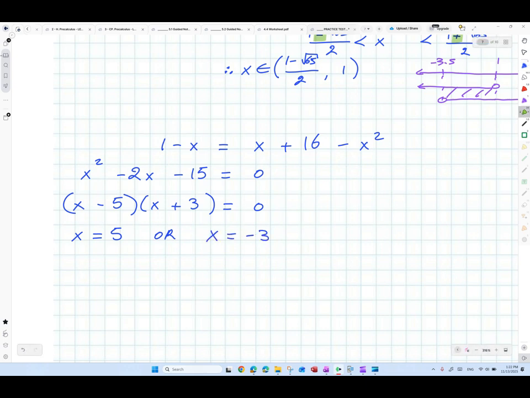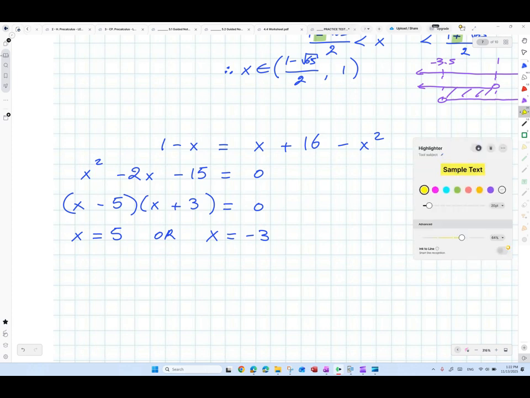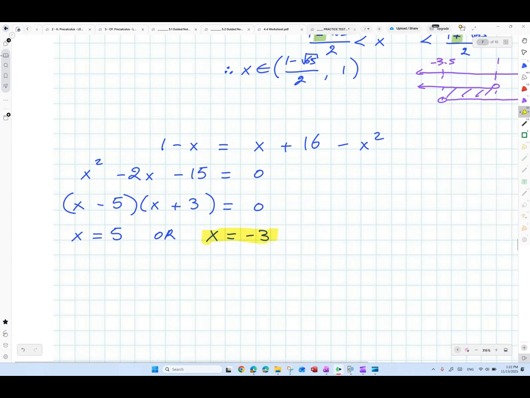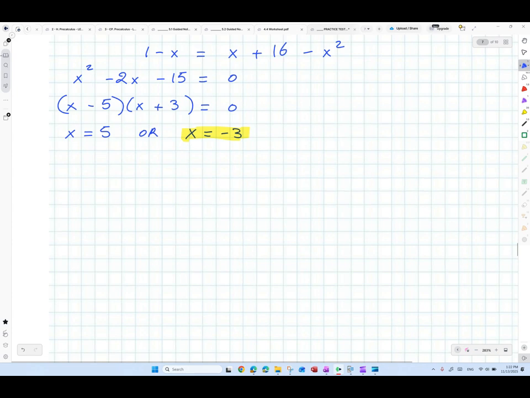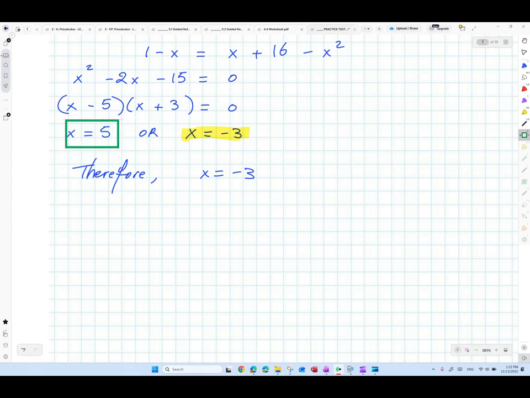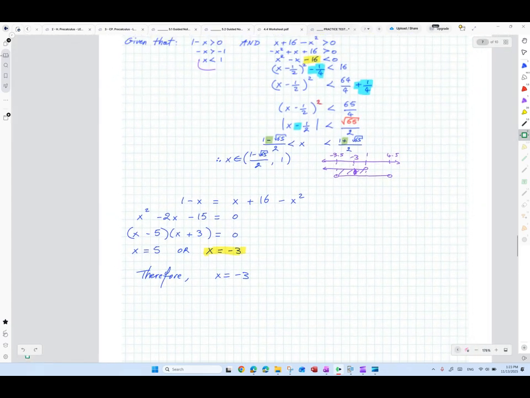But only the following value, negative 3, is in the domain of validity. So I need to add a last line. Therefore, x equals negative 3. This one here is extraneous. And here you have it.